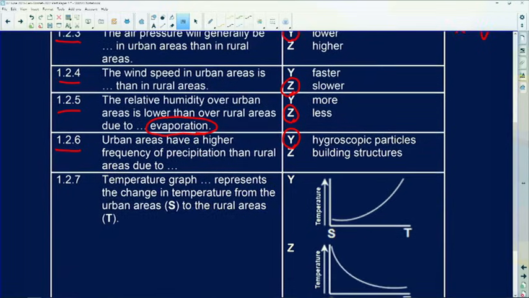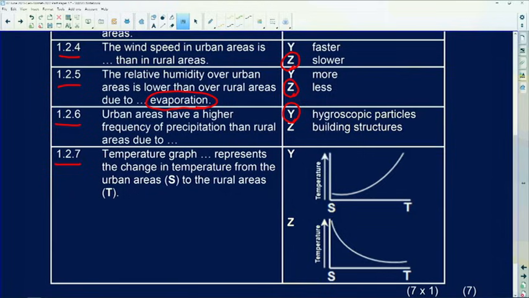Now, if we look at our last question in our column, 1.2.7, the temperature graph, Y or Z, represents the changes in temperature from the urban area to the rural area. Now, if you look at that, the correct answer will be Z. From the urban area, so S represents the urban area, and T represents the rural area.